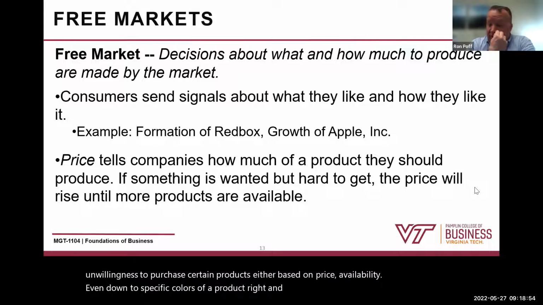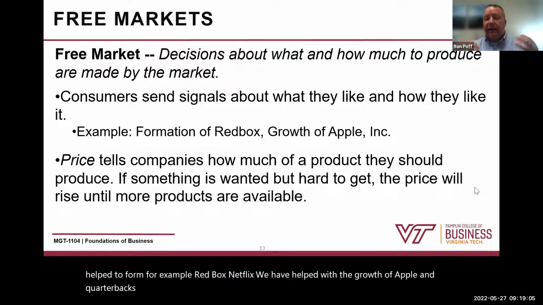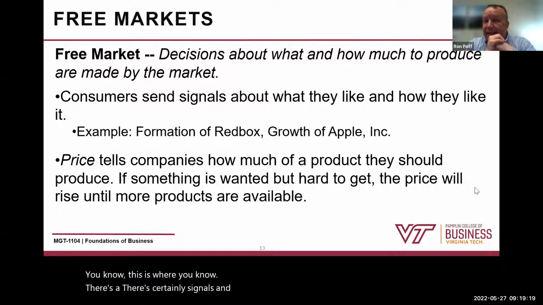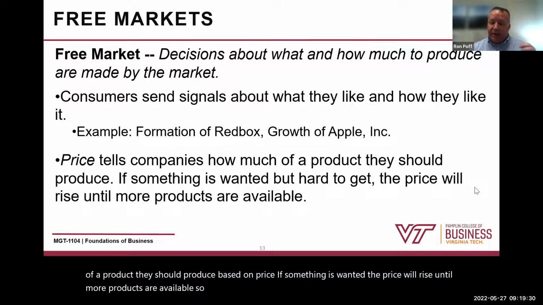And so it's pretty interesting that we have helped to form, for example, Redbox, Netflix. We have helped with the growth of Apple and Quarterback. I say we collectively as a consumer purchasing, consumer buying community. Price, this is where there's certainly signals and data that can be gathered that tells companies how much of a product they should produce based on price. If something is wanted, the price will rise until more products are available. So it gets into supply and demand, which we're going to talk about in just a few minutes.